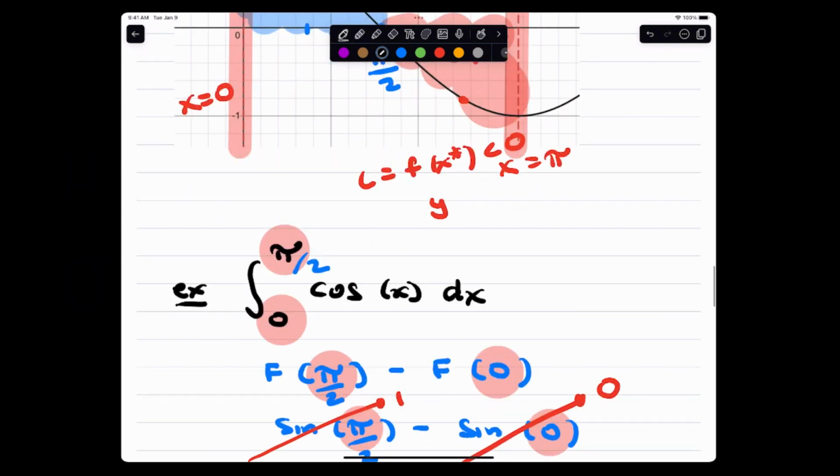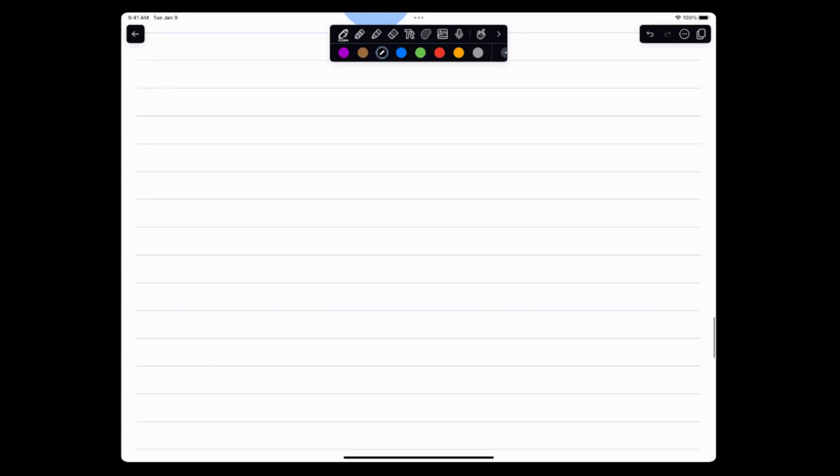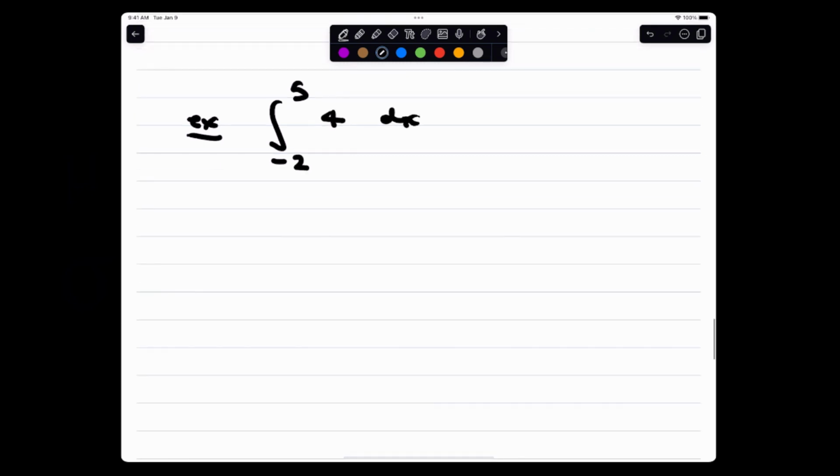What if they give you an easier one, like a constant? You go, oh my God. From -2 to 5, and then they give you like a constant 4 dx. All right? What do you think you guys do with this? You said, is that still the antiderivative function? And it is?